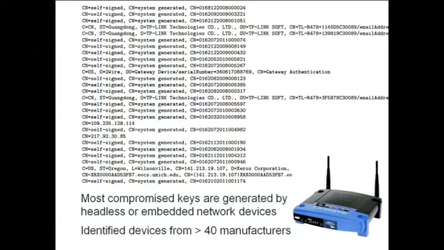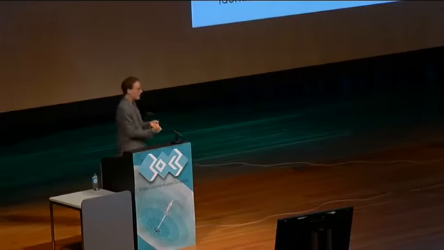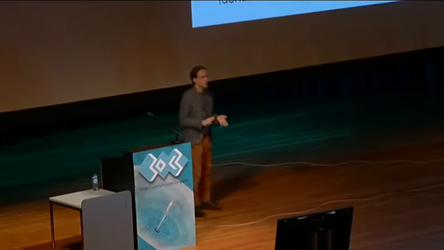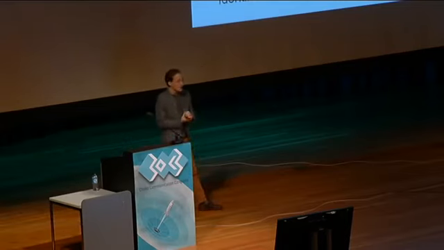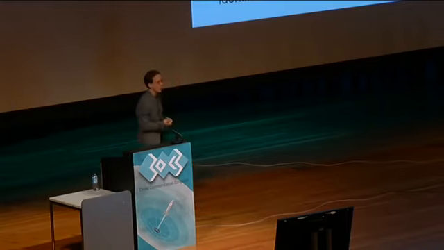In fact, if you look at just random samples of IP addresses, almost everything you're going to be seeing is some kind of embedded or headless device. It's not a normal public server. So these are things like home routers, professional routers, server management devices, printers, etc. So in the end, in this weak key research, we identified devices from more than 40 different manufacturers, and got in touch with those manufacturers to try to fix the problem.